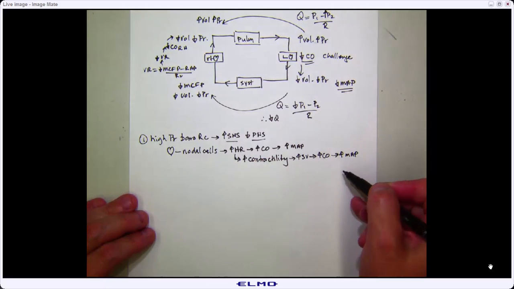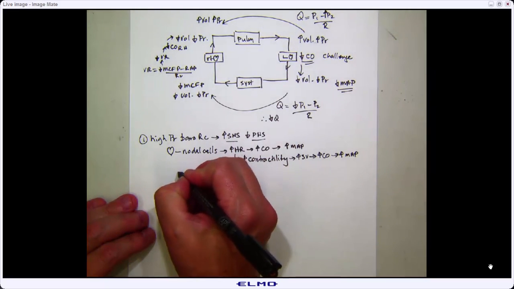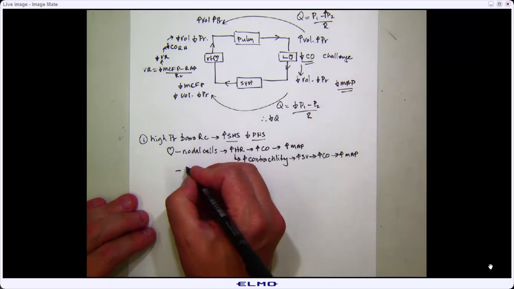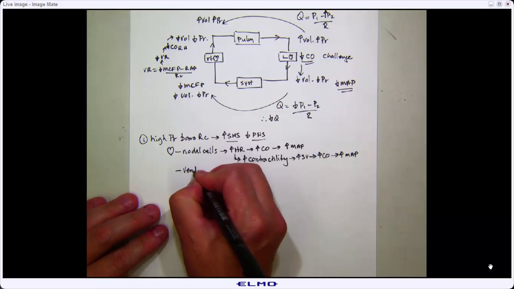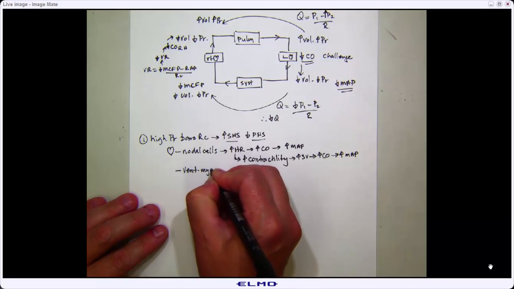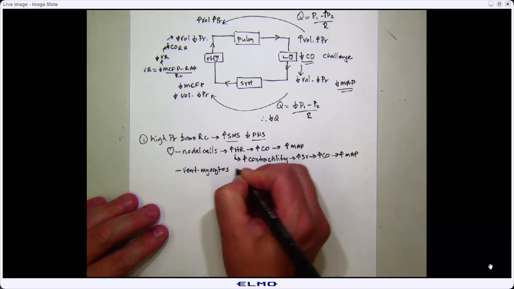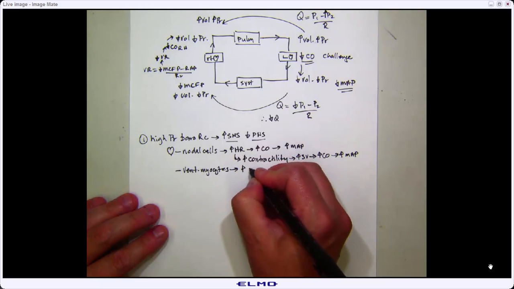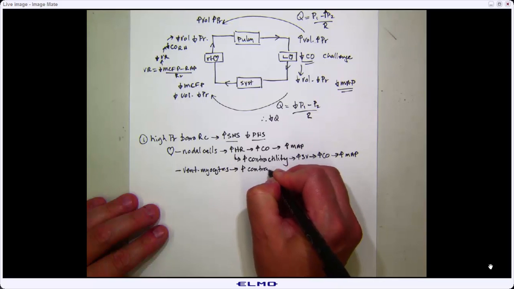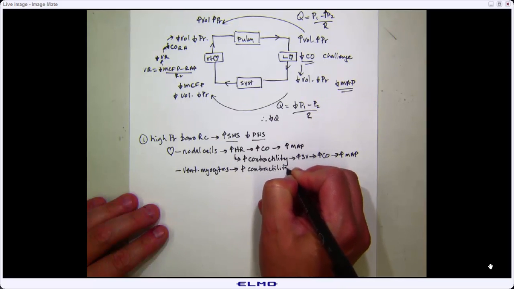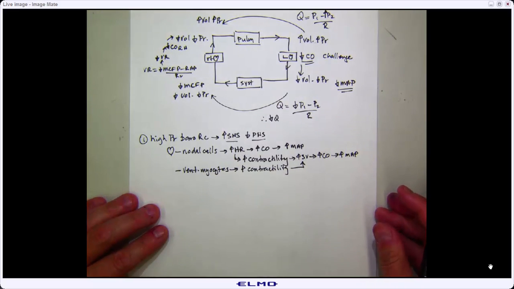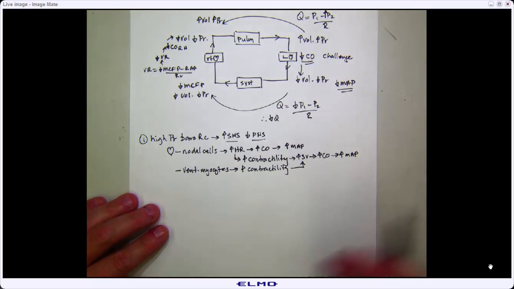So where else in the heart are we connected to? We have direct SNS innervation into ventricular myocytes, where we are going to increase contractility, right, which is going to increase stroke volume, increase cardiac output, increase mean arterial pressure. Okay, perfect.